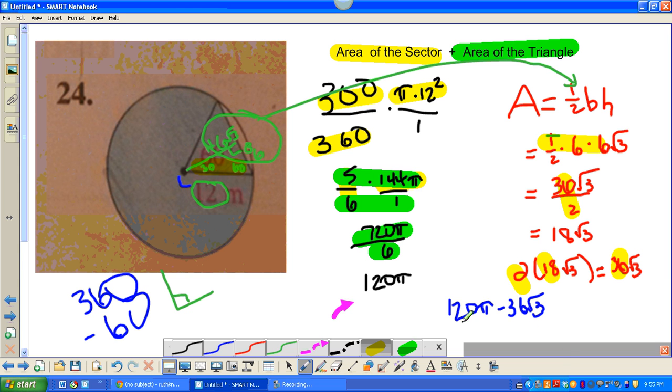And when I add them together, I get a final answer of 120 pi. Oh, and that should be a plus 36 √3. I hope that helps.